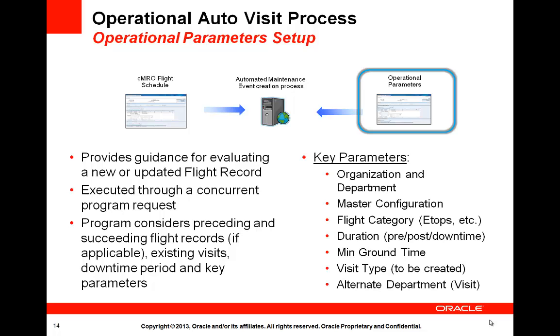These key parameters include the organization and department, the master configuration of the aircraft, any flight category information from the flight record, such as ETOPS, the duration of the downtime, the minimum ground time required to create a visit during that ground time, the visit type, and this is the visit type to be created, and if an alternate department is required during the creation of the visit. We will now review the operational parameters setup within the cMRO system.